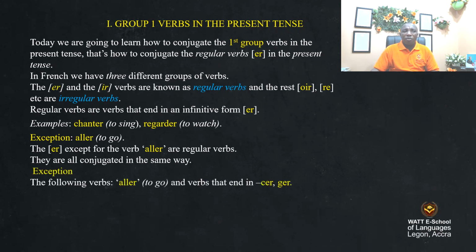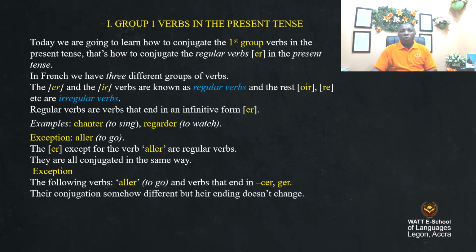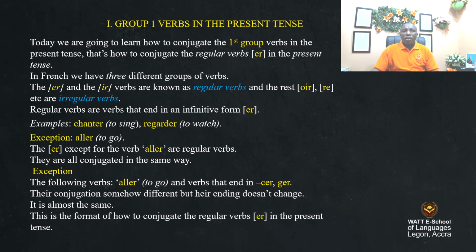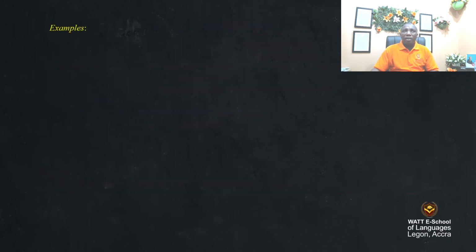Exception, the following verbs: aller, to go, and verbs that end in CER and GER. Their conjugation somehow differs, but their ending does not change. We'll have a look at all this. It is almost the same. This is the format of how to conjugate the regular verbs ER in the present tense. Let's have a look at it.